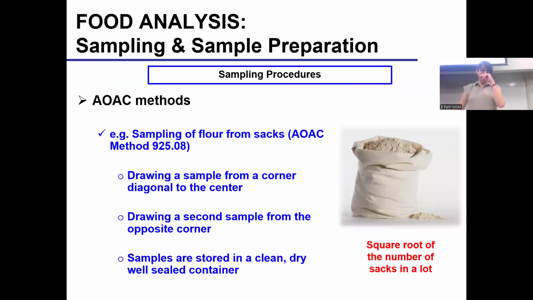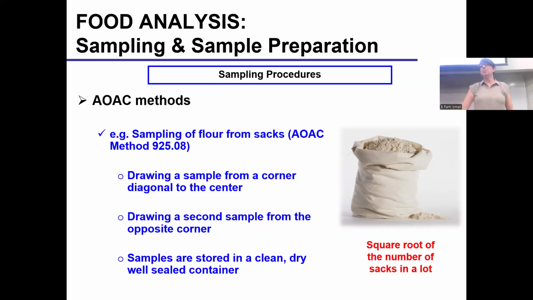Okay, so I'm going to give you an example of how to pick out sample from a bag or a sack of flour. Assume you are producing, or the company is producing, for simplicity, 100 bags of flour a day. And then you need to do your quality assessment. So you can't analyze all 100 bags, but what you can do is you take the square root of the number of bags. So if you have 100, you pick 10.